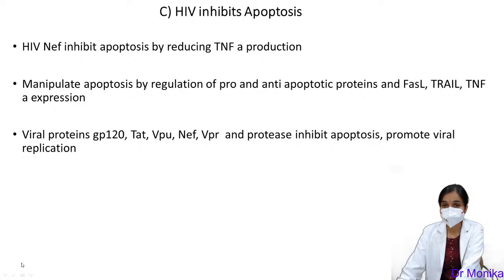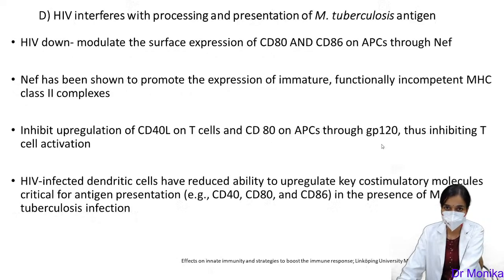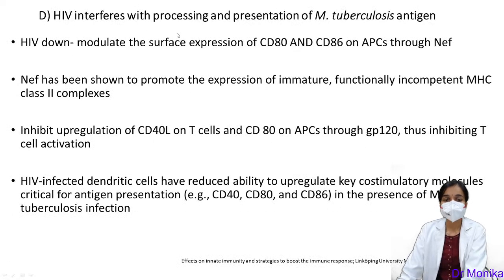So next is that HIV causes inhibition of apoptosis. As we know, the NEF protein inhibits apoptosis by reducing TNF alpha production, and it also manipulates apoptosis by regulating pro- and anti-apoptotic proteins. The viral protein GP120, viral protein U, viral protein R and protease inhibit apoptosis and promote viral replication.